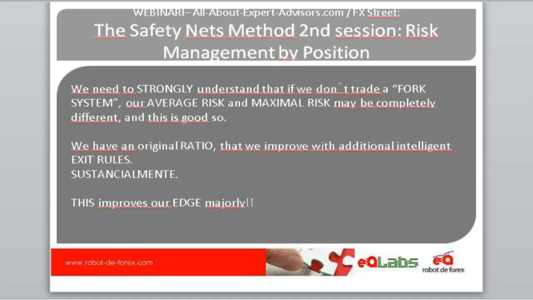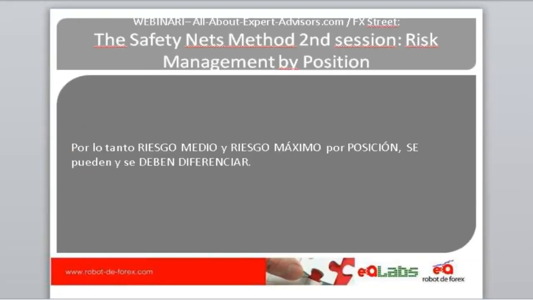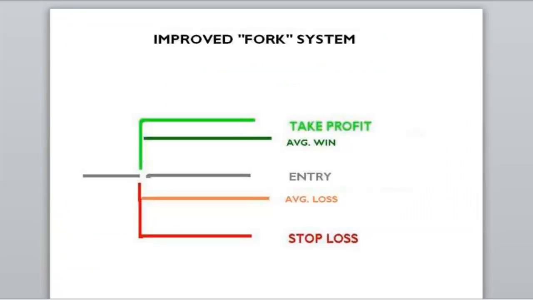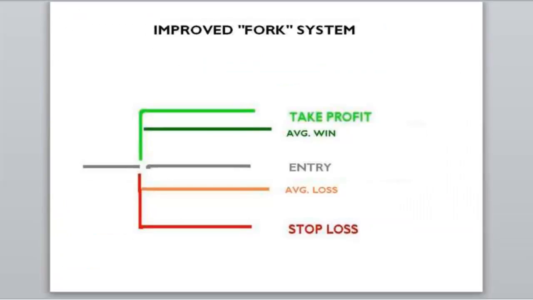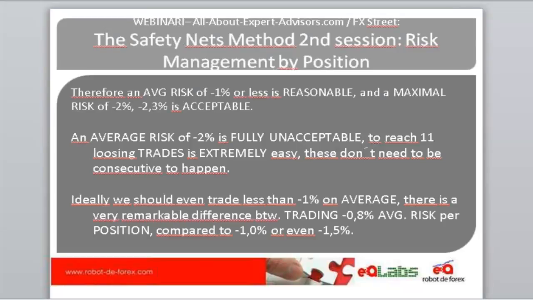We need to add additional intelligent exit rules, like here in the slide. We need to find additional intelligent exit rules. That will make me a much better trader. And as a maximal risk, I can risk 2%, we'll see it. And what happens? That our edge improves majorly, right? What is the edge? The statistical percentage that they have of probability of having more earnings than losses, right?